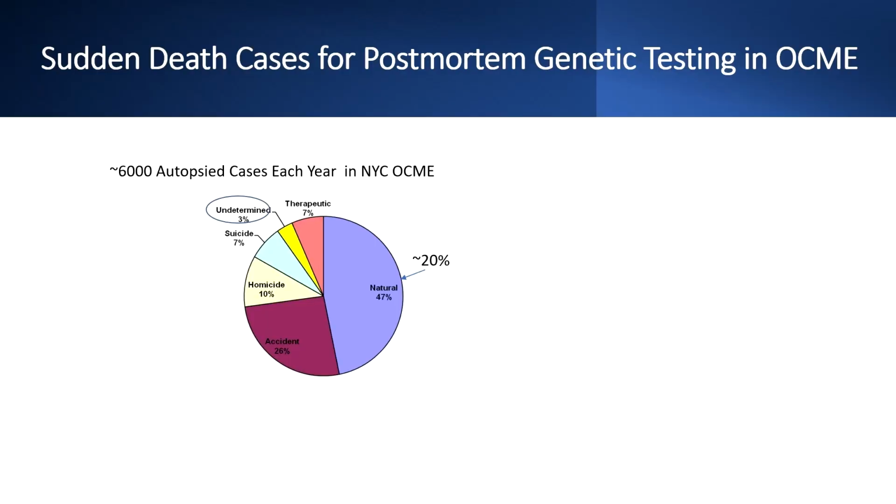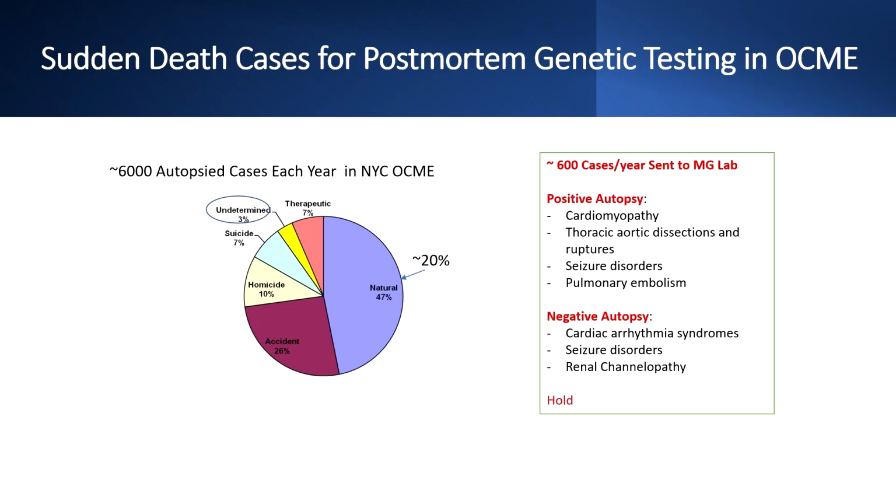Each year, approximately 6,000 cases are autopsied in our office. The breakdown of the cases autopsied by manner of death showed 47% natural death, 25% accidental death, 10% homicide, 7% suicide, 7% therapeutic complication death, and 3% undetermined death. The majority of the cases requested for molecular genetic testing are from the natural death category, and some are undetermined death. Each year, approximately 600 cases are sent to the molecular genetic laboratory.